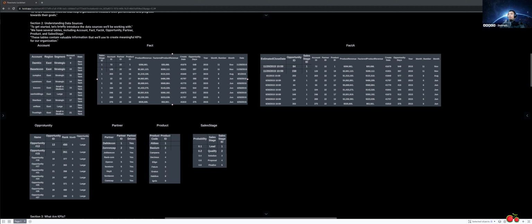Now, the fact table contains the numerical values, the most aggregated values from different tables. So the accounts, the opportunity, the partners, the product, the sales stage, you can consider them as the main sources to create the fact and the dimension tables, right? In the fact table, there are a lot of measures.